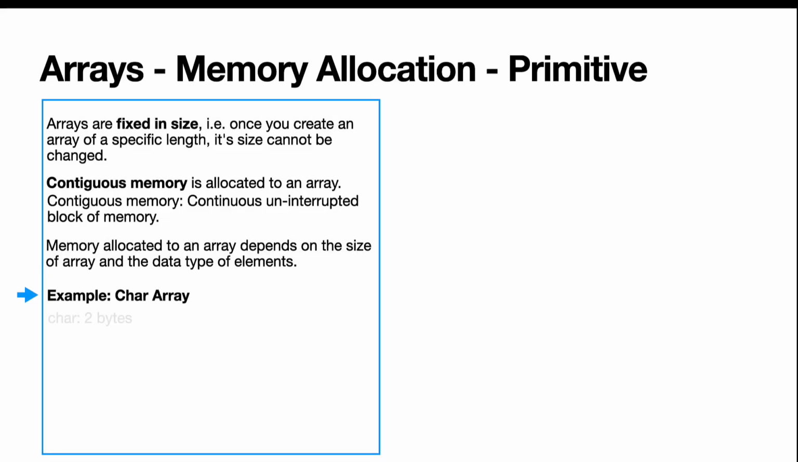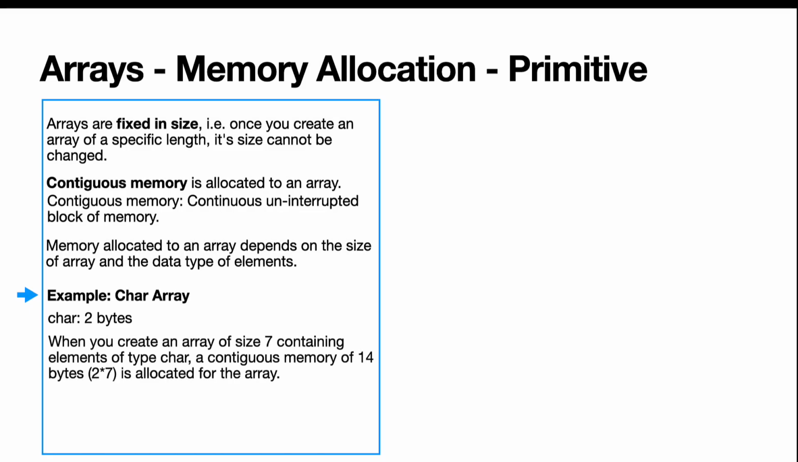Let's take another example, this time of a char array. The size of a char primitive data type is 2 bytes. So if you create an array of size 7 containing elements of type char, then the total memory allocated to this array is length of array times the memory of data type, that is 7 times 2, which is 14 bytes. So a contiguous memory of 14 bytes is assigned to this array.